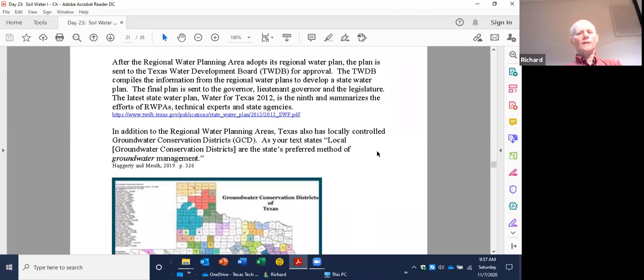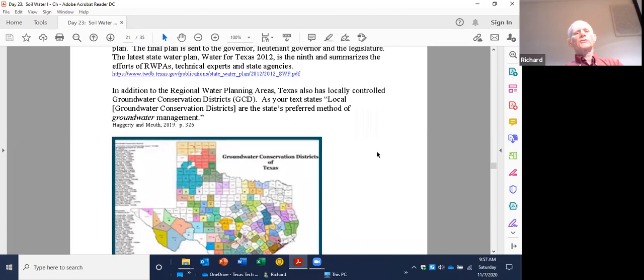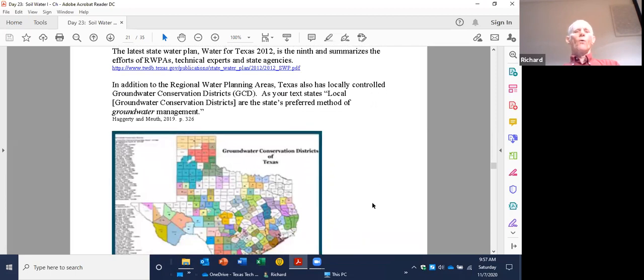Now, in addition to the regional water planning areas, Texas also has locally controlled groundwater conservation districts. As your text says, local groundwater conservation districts are the state's preferred method of groundwater management. What happens when you read between the lines? That says that you want local control rather than control from Austin telling you how to do it.